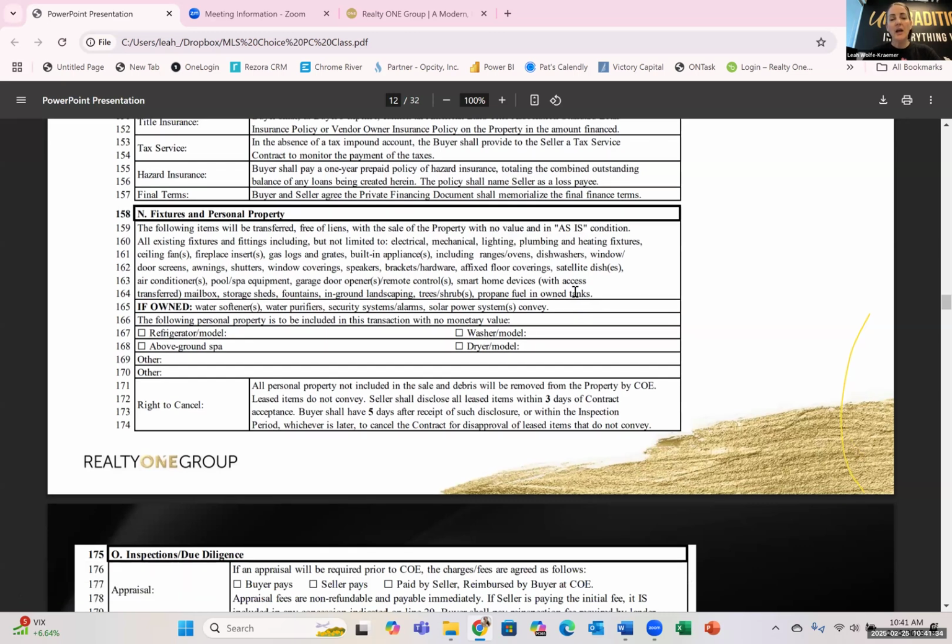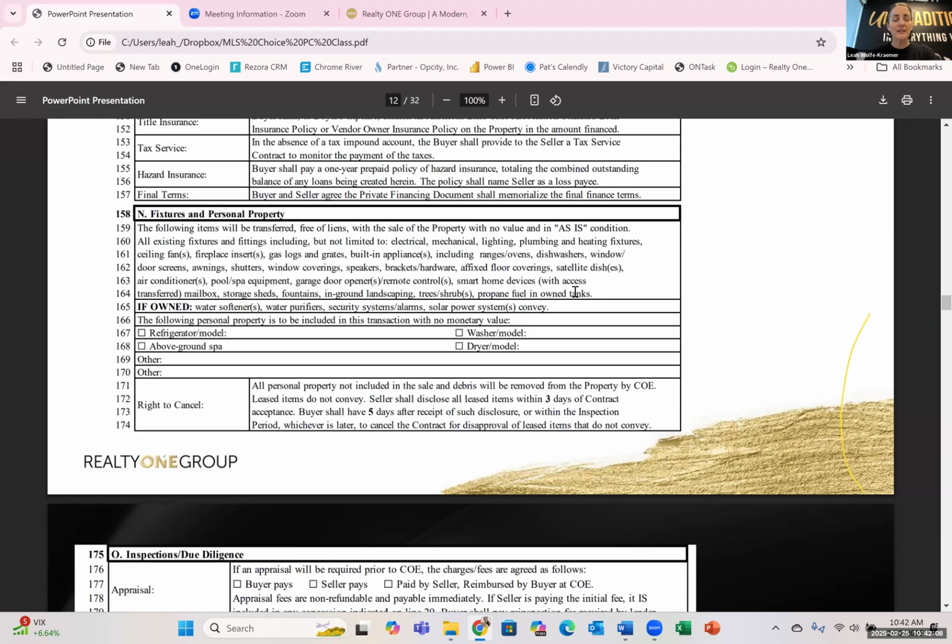Fixtures and personal property. Again, this is going to be very similar to what we already have, if not identical in most cases. I do like that it references model, lines 167 and 168. I think so often we don't accurately describe the conveying property. Ideally, it's not a problem, but the best way to protect your clients is to actually have a model reference in there, whether it's the type and the color, or an actual model number. Those are both very helpful if there's ever litigation or concerns over personal property that's conveying.